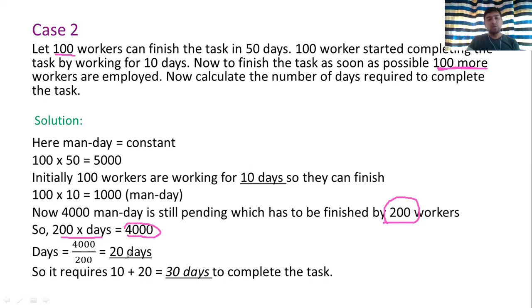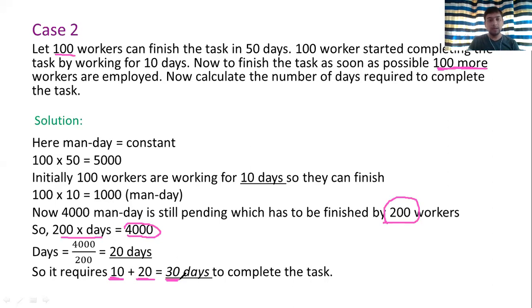So initially 100 workers worked for 10 days, plus when 100 more workers were employed, the number of days required was 20. What will be the total number of days required to complete the task? For 10 days only 100 workers worked, and for the next 20 days 200 workers worked to complete the given task. So the total number of days required is initially 10 plus next 20, which is equal to 30.